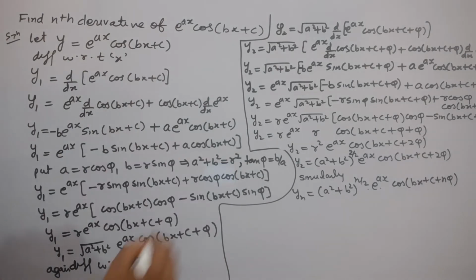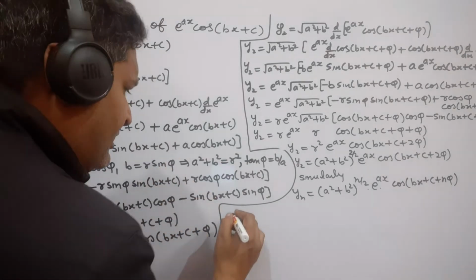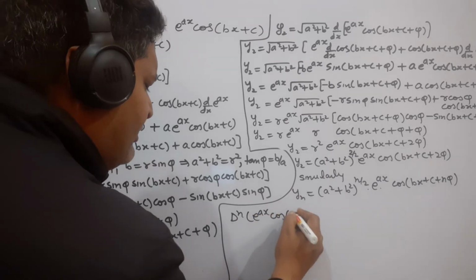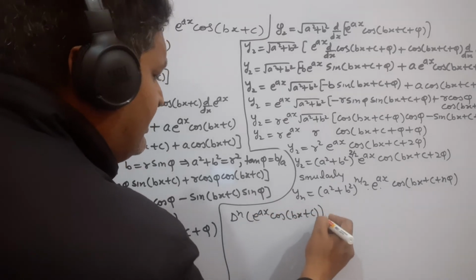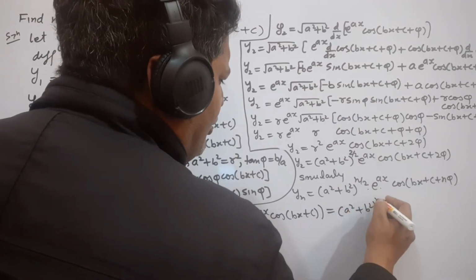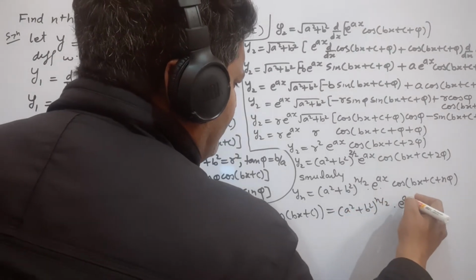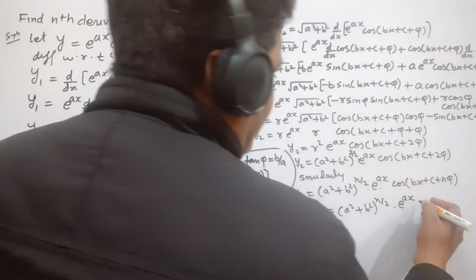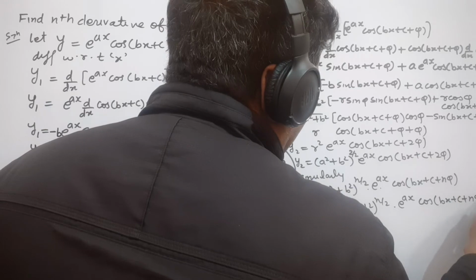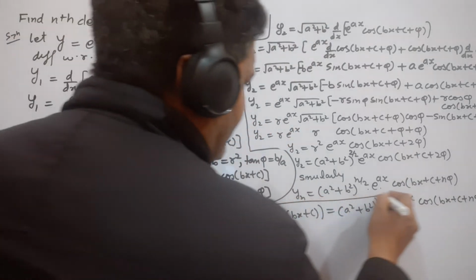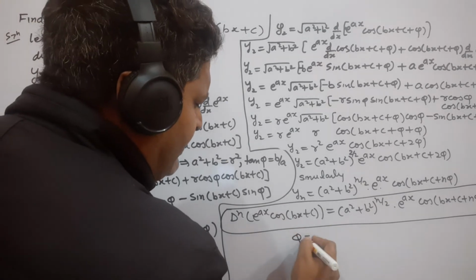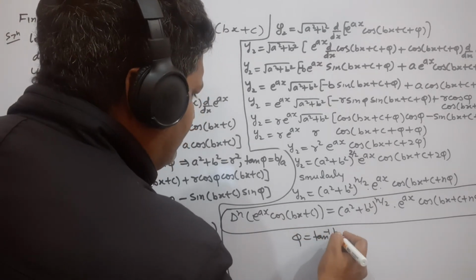So this formula can also be written as d^n of e to the power ax cos bx plus c is equal to a square plus b square whole power n by 2 multiplied by e to the power ax multiplied by cos bx plus c plus n phi, where phi is equal to tan inverse b by a.